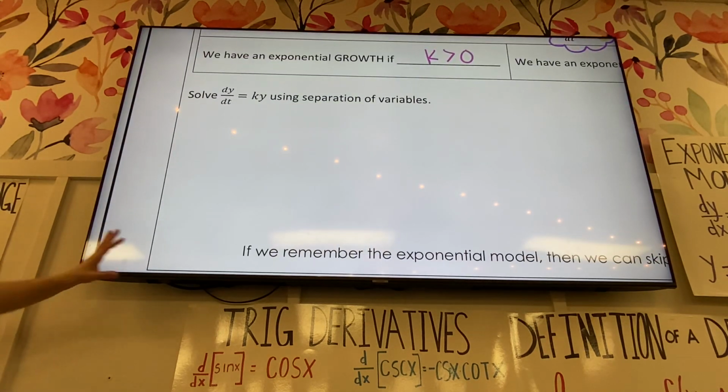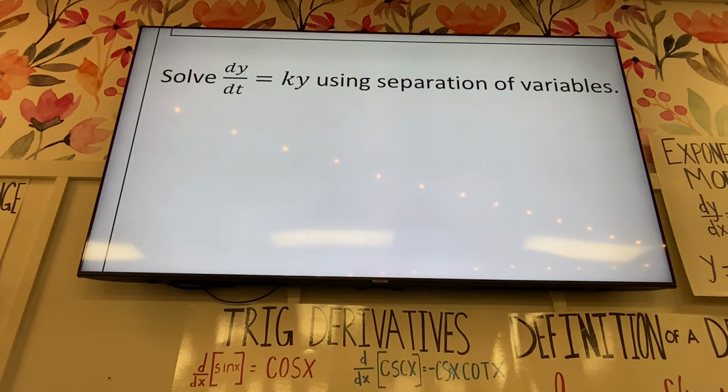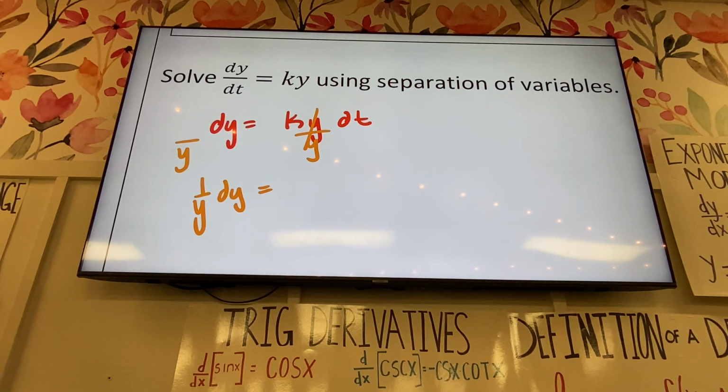Down here, this is going to be my proof of why this works. If you have dy/dt equals ky, and I want to separate the variables and come up with a general solution, my first step is always to move the dt. So I have my right side as my dt, my left side as my dy. Now what do I want to move to the other side? The y. I'm going to divide by y because I need all my y's on the left. So I've got 1/y dy equals k dt.